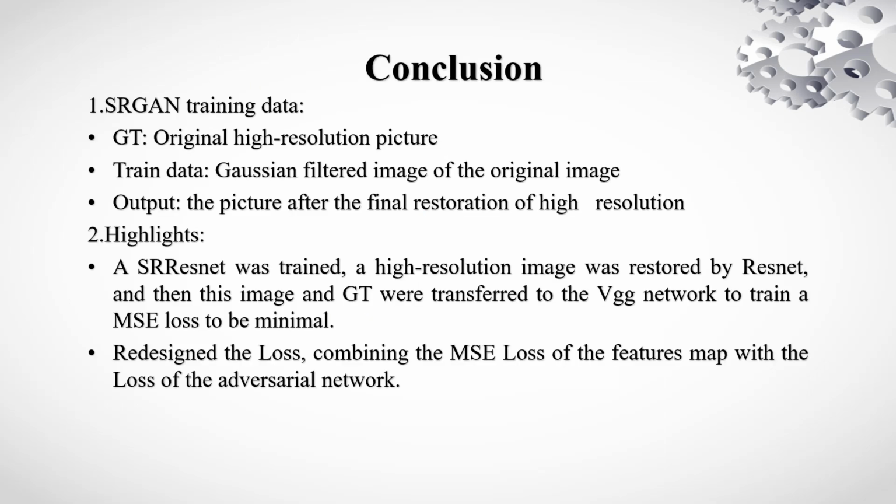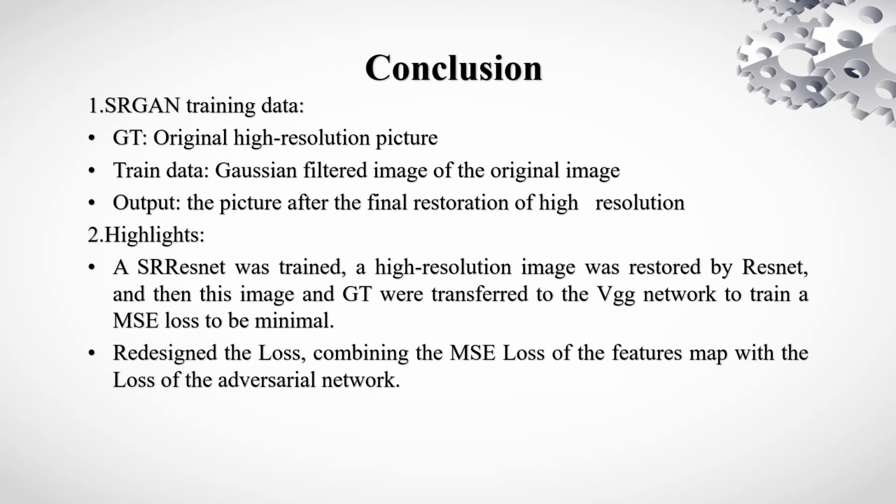And this is the conclusion. In SRGAN, the training data has three parts. The GT means the original picture, and the train data means the picture after processing the original picture. The output is the final high resolution picture. There are two main parts of the paper. One is that an SRResNet was trained, and a high-resolution image was restored by ResNet. Then this image and GT were transferred to the VGG network to train the MSE loss to be minimal.